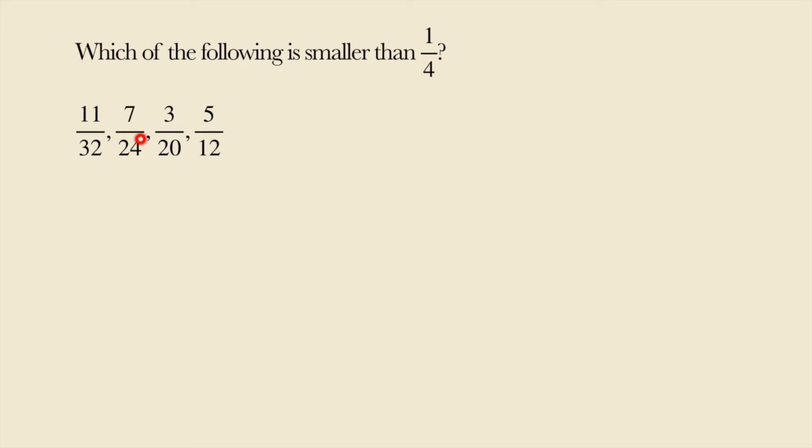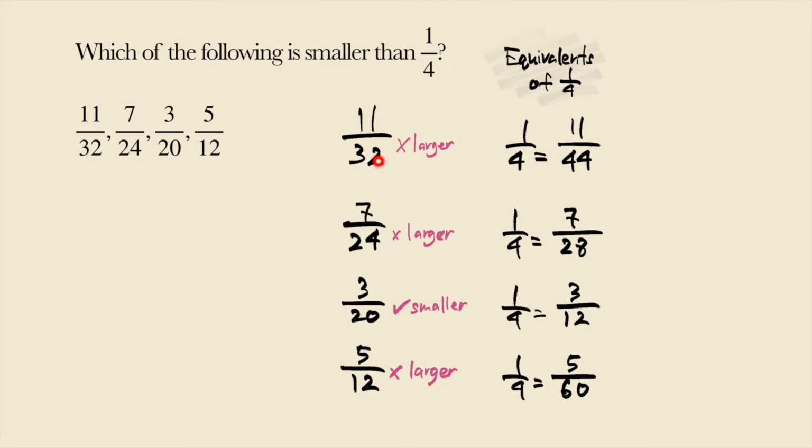Again, I'm going to list these 4 fractions and compare them to equivalent fractions of 1/4. I'm given 11 over 32. I'm going to take 1/4 and convert it to a fraction with numerator 11. Now look at this. This is actually larger. Why? The denominator is smaller. So this is a larger fraction, so it's out. I'm looking for the smaller one, so which one has a larger denominator? It's going to be this one. When converting the fractions to have the same numerators, this denominator is larger than this denominator. In other words, 3 over 20 is the fraction that we're looking for.